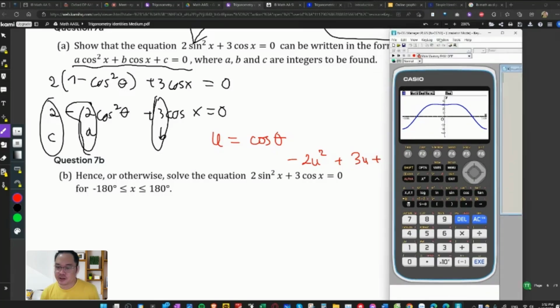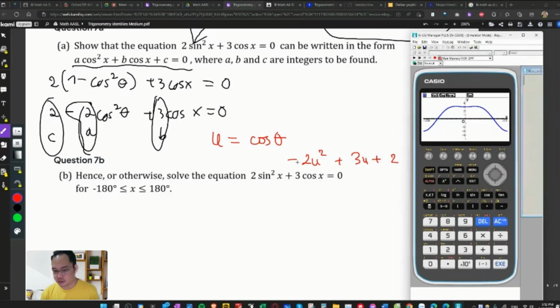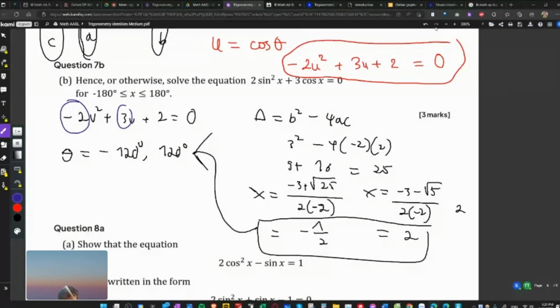And now we find the value of x so that this function, this on the left here, is 0. Okay, so for the x calculation, the value of y is to be 0. Okay, enter. Meaning the x-intercepts, we have 2 intercepts here, minus 120 degrees and positive 120 degrees. All right, done for 7B.